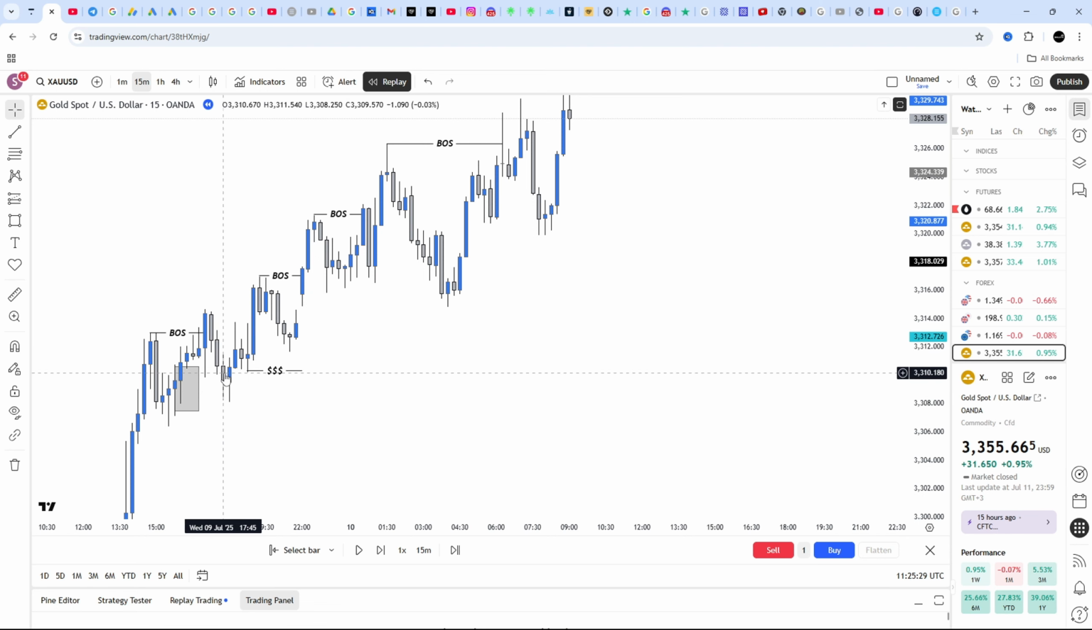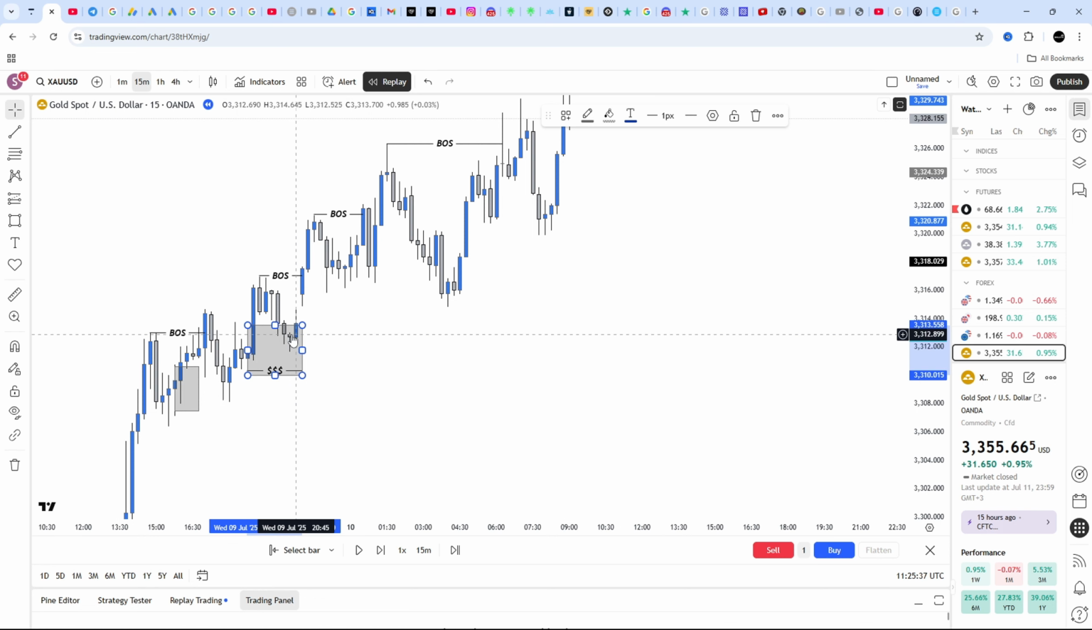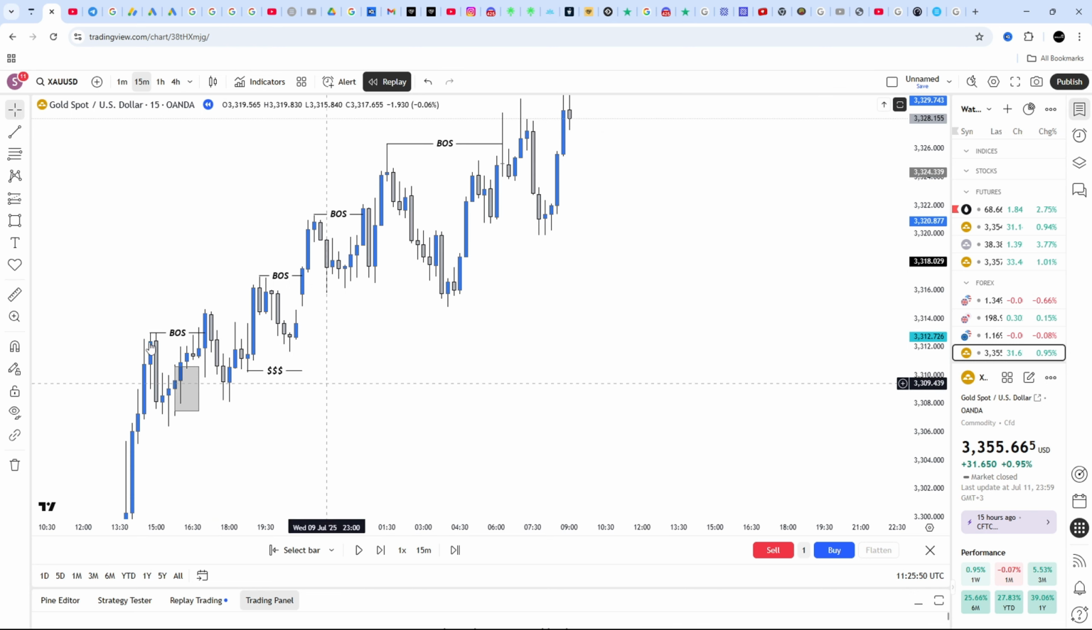So what next zone was mitigated? This zone was mitigated. Of course, this zone was mitigated by this move. I think you can see this move mitigated this zone. But this move wasn't mitigated at all. I think you can see there was no mitigation again. So we have two possible zones of trading. This is the zone I chose.